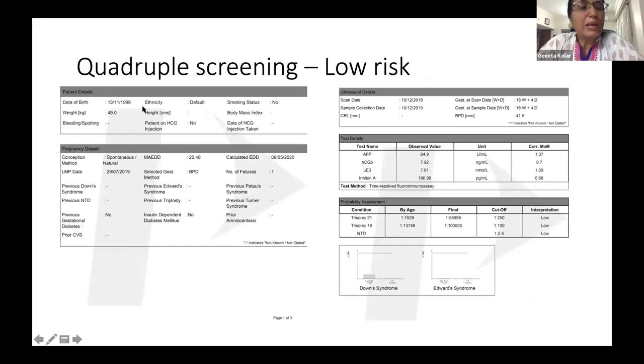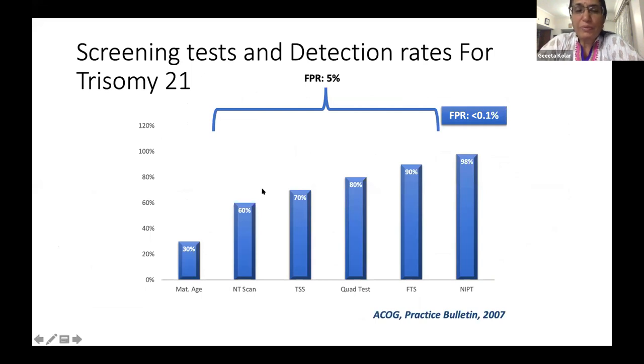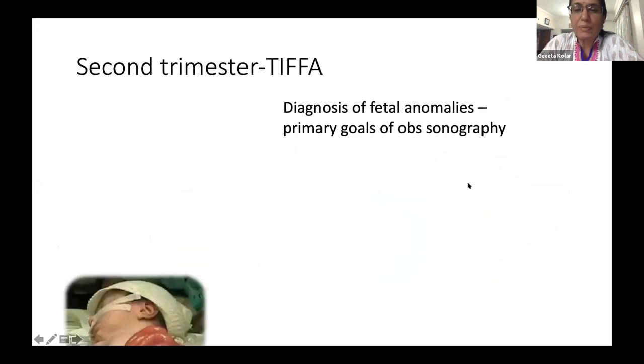What are the parameters? Again, you need to take the weight of the mother, the age of the mother, whether she's had a previous Downs, and whether she is on HCG injections. So these are the parameters, again, the BPD. Quadruple is four markers: alpha fetoprotein, HCG, unconjugated estriol, and inhibin A. Again, you may get a high risk for Downs or a high risk for aneuploidy. Like we said earlier, if you compare the quad test to NIPT and first trimester screening, it is only 80% detection rate, whereas we have better tests today like first trimester screening and NIPT.